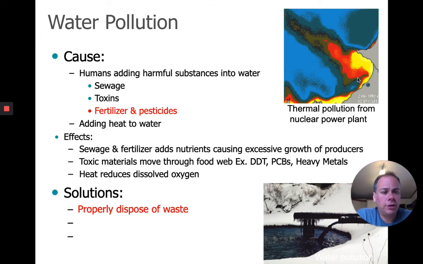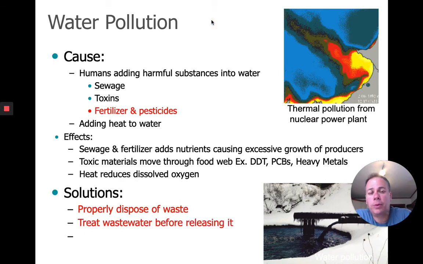Pollution such as fertilizers that get into the water can encourage the growth of algae and other types of plants that can cause there to be a drop in oxygen in the water. So there's various types of pollution that infiltrate the water.